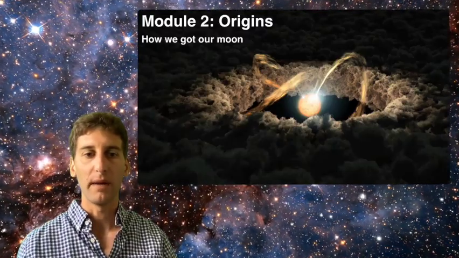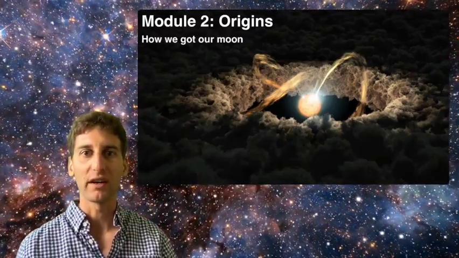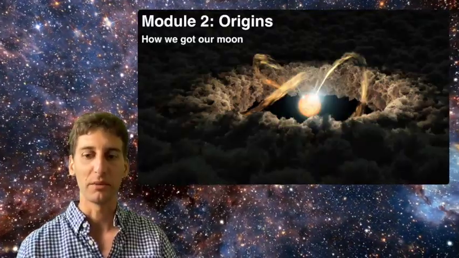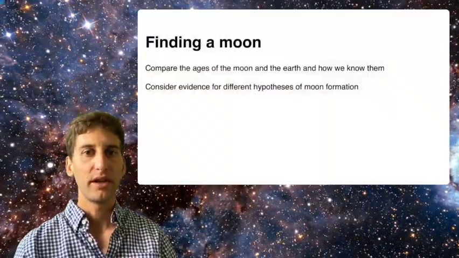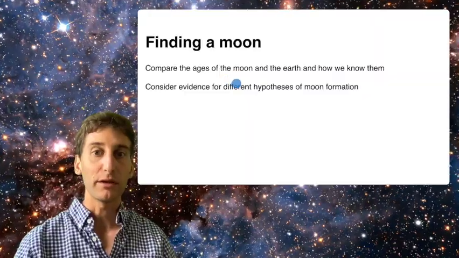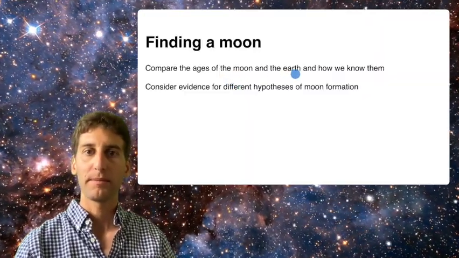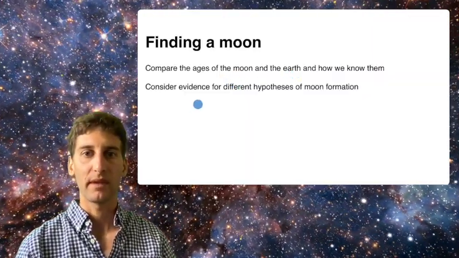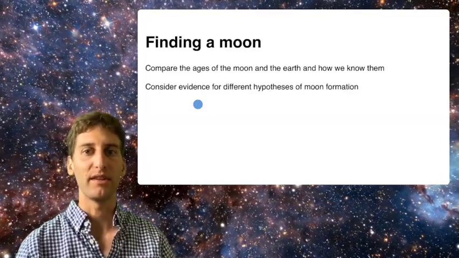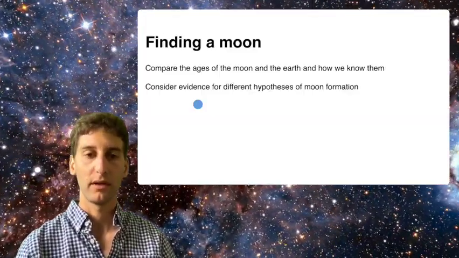Alright, so in this video we're going to take a slight detour and look at where our moon comes from. This is going to start off by looking at the ages of the Earth and the moon and how we know them. Then we'll consider evidence for the three different hypotheses on how the moon could have formed.